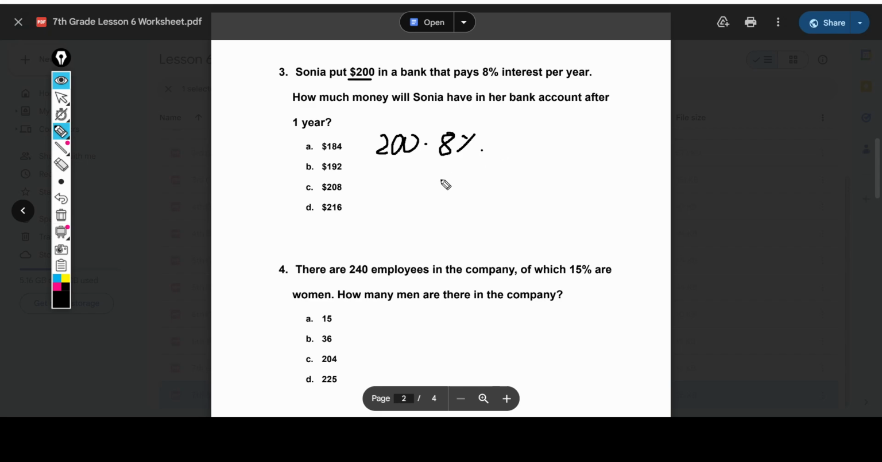Well, 8% is equal to 8 over 100. So this is the same as 200 times 8 over 100. You can cancel this and this to get 2 times 8 equals 16. But she does not just have $16. She earned $16 from interest, but how much will she have in total? Well, she still has the $200, so it'll be 200 plus 16 to get $216. So that's D.